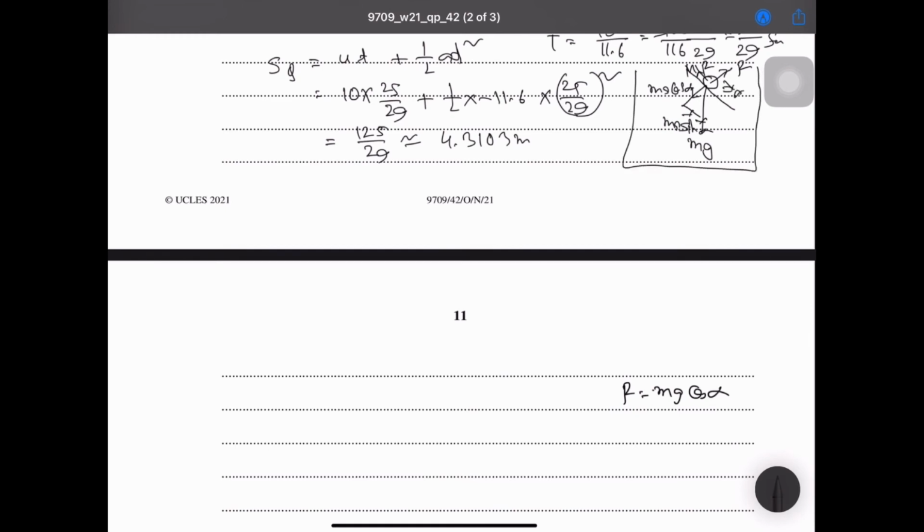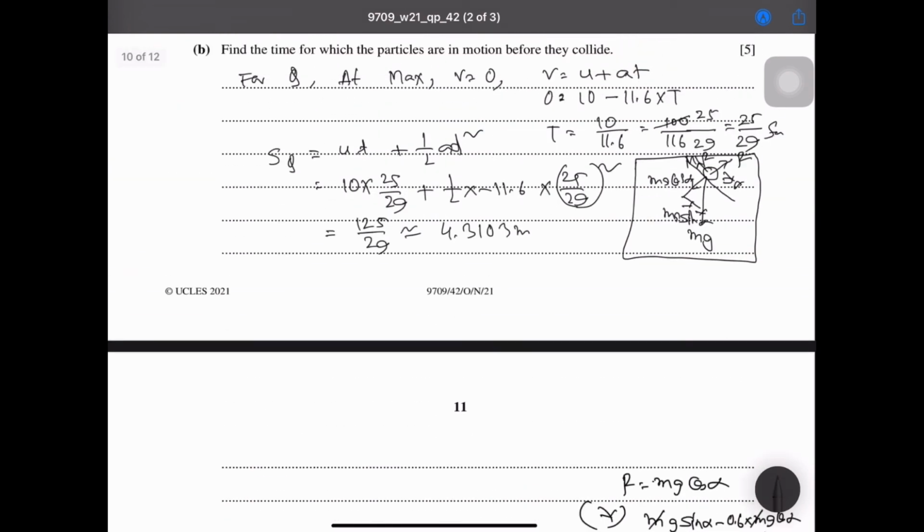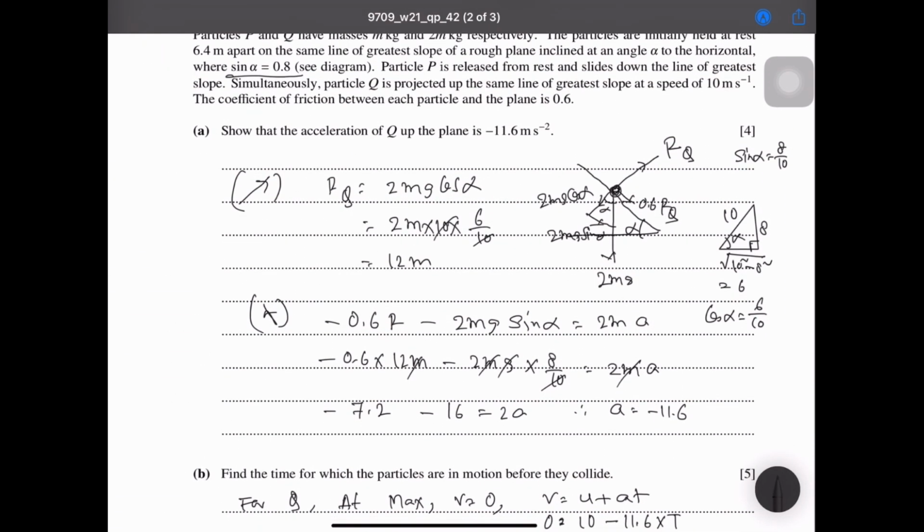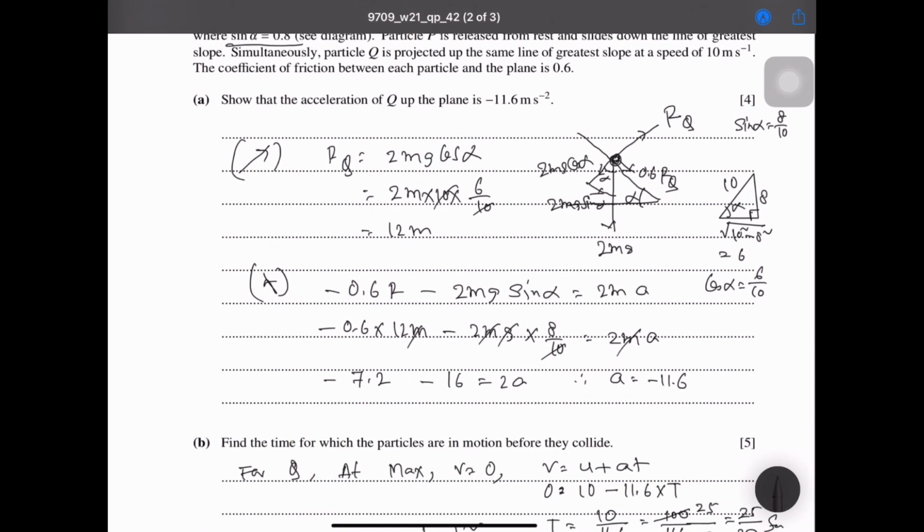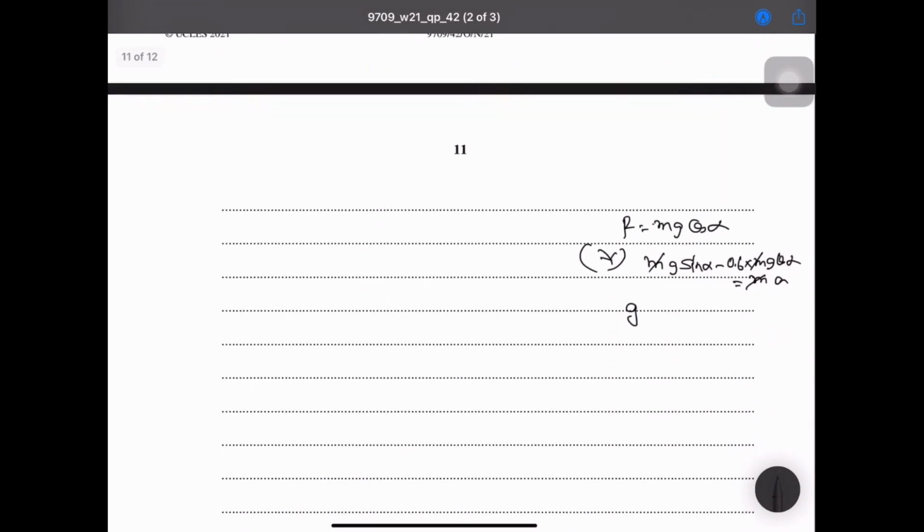So if we resolve in the downward direction, mg sin alpha minus 0.6, friction is 0.6, R is mg cos alpha, equals mass times acceleration. Let me remove m from all sides. We have already got sin alpha equals 8 by 10 and cos alpha equals 6 by 10. So let me substitute it here.